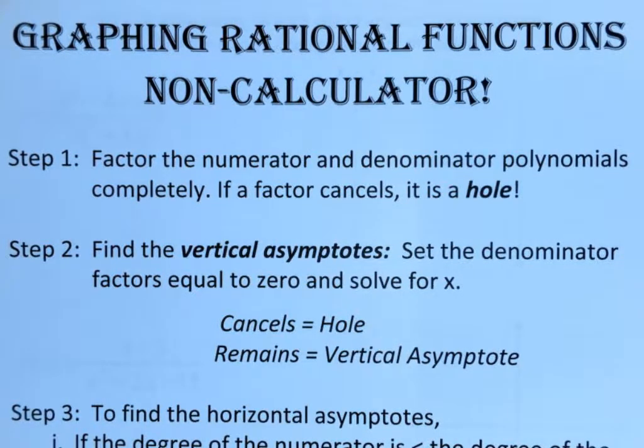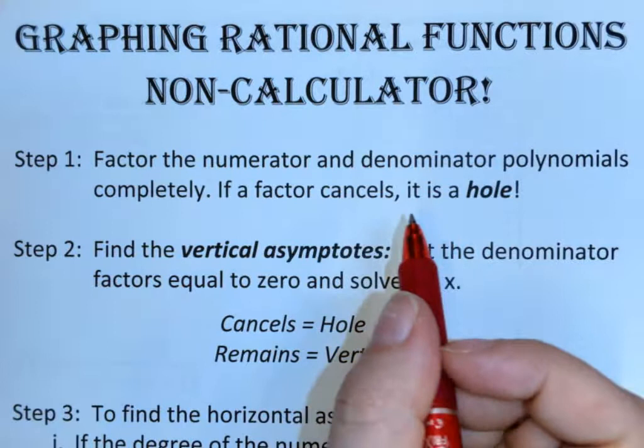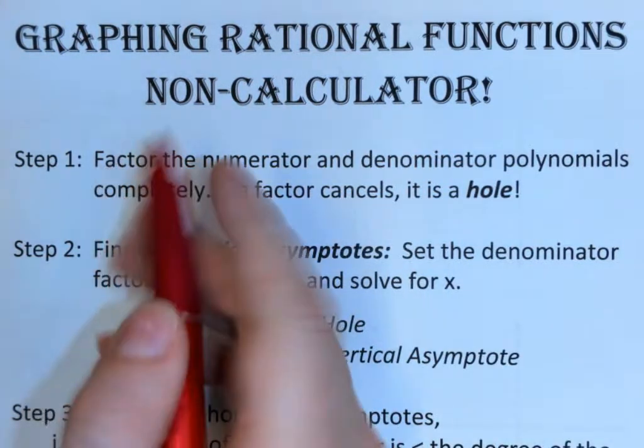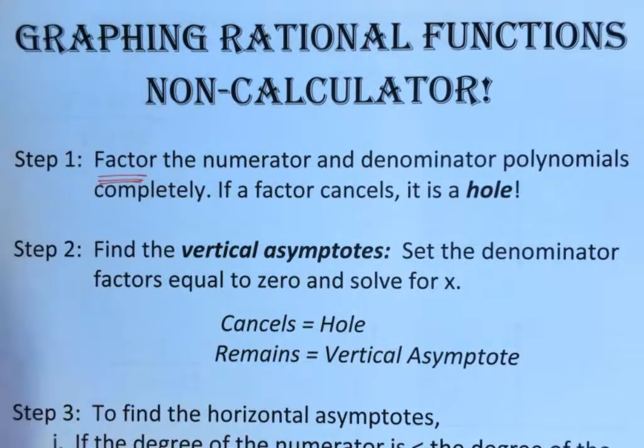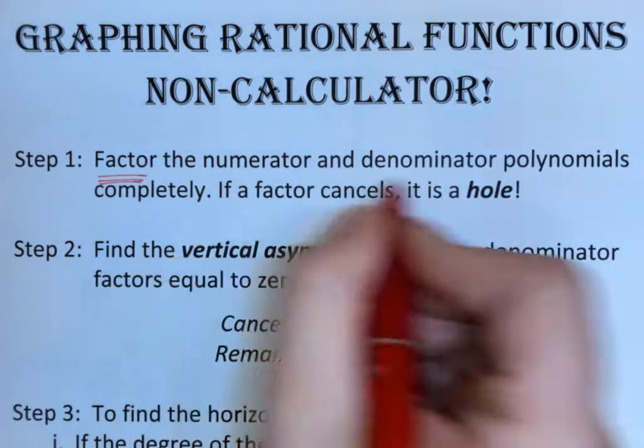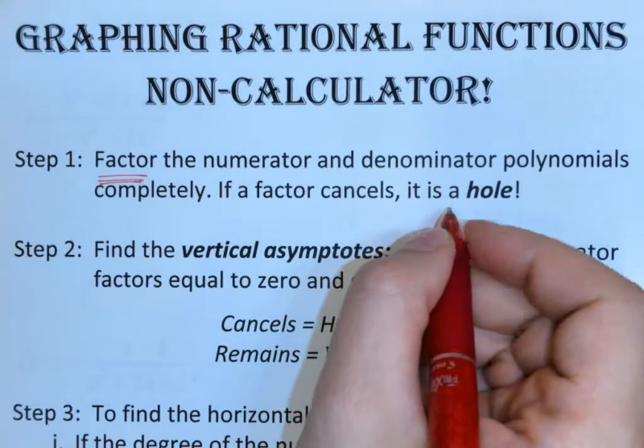So in order to graph a rational function, and rational functions are kind of crazy. You're going to have asymptotes, you're going to have holes, you have pieces going towards infinity, pieces not going towards infinity. It's going to look really weird sometimes. So the first step is to always factor. You factor the numerator and the denominator. Factor, factor, factor.